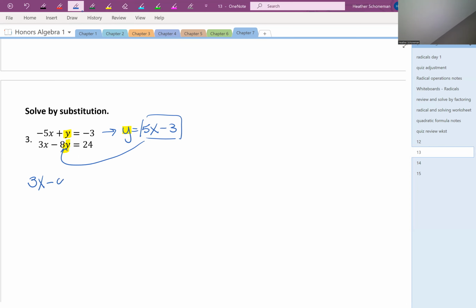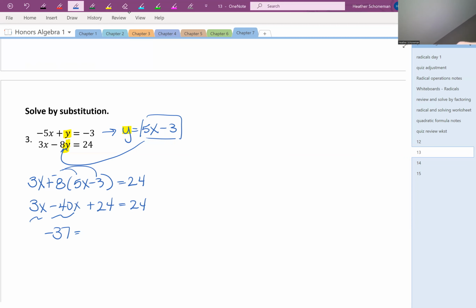So I'm going to have 3x minus 8 times (5x minus 3) equals 24. So I'm going to have 3x. Remember, I'm distributing a negative. So this gives me negative 40x, and then plus 24 equals 24. Combine like terms. So I get negative 37x, plus 24 equals 24. Subtract 24 from both sides.